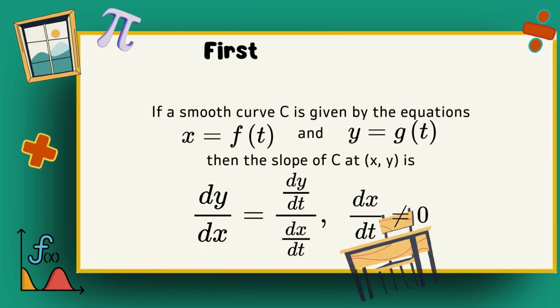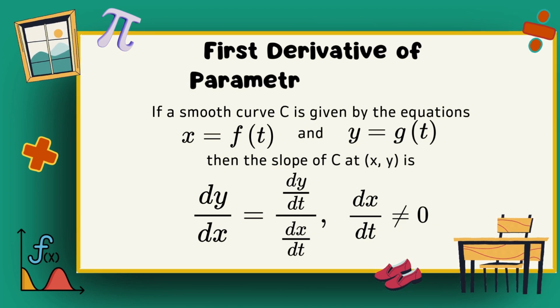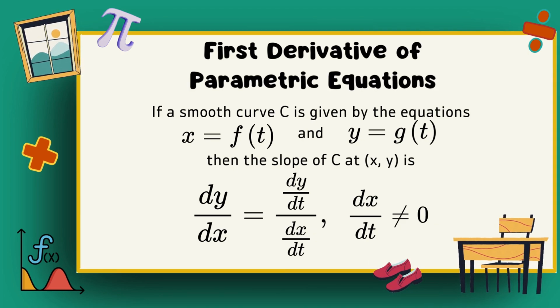Let's start by finding the derivative of parametric curves. So our derivative formula, if we want to find the derivative of y with respect to x, I take the derivative of y with respect to t divided by the derivative of x with respect to t, assuming our denominator is not equal to 0.